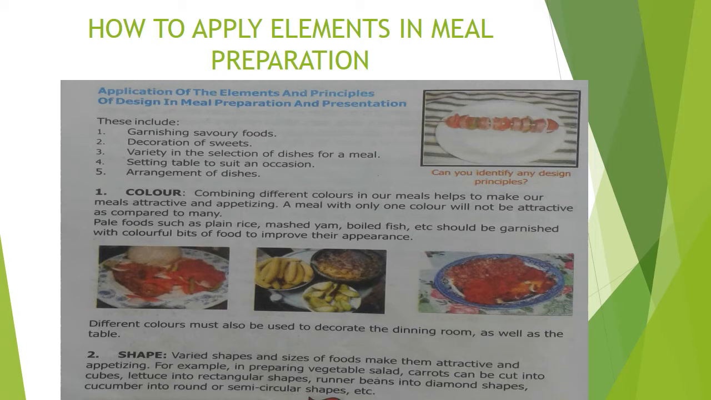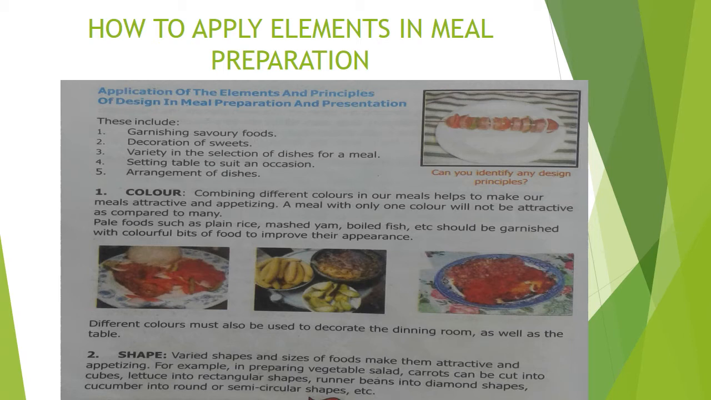Now, let's take color first. We said combining different colors in our meals helps to make our meals attractive and appetizing. A meal with only one color will not be attractive as compared to many. So pale foods such as plain rice, mashed yam, boiled fish should be garnished with colorful bits of food to improve their appearance. So look at different colors. Different colors must also be used to decorate the dining table as well. So look at the food, the variety of the colors of the food over there.